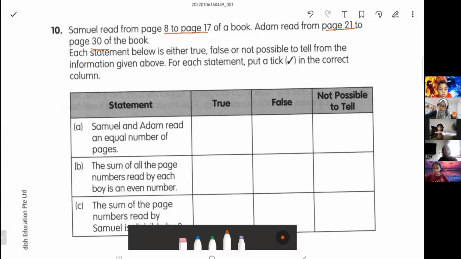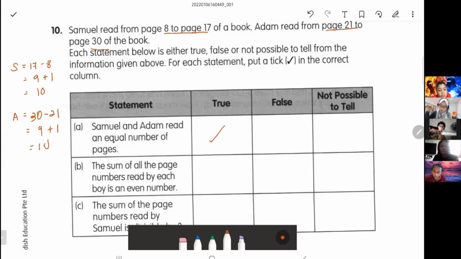So if you find out how many pages, let's say Samuel is 17 minus 8 equals 9. Must always plus 1. Okay, there will be 10. Because for pages, you must include the first page. Like just now, like the gaps. Same thing, okay? And then Adam is 30 minus 21 equals 9 plus 1, 10. So it is true.